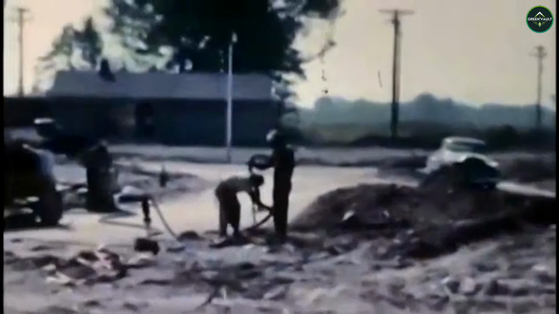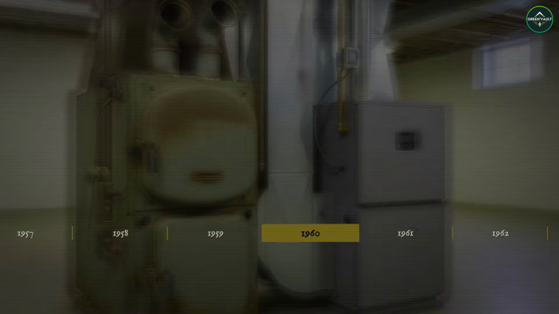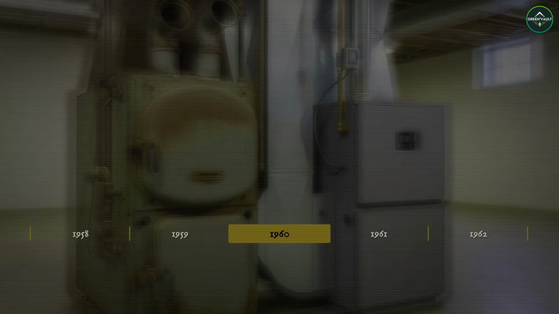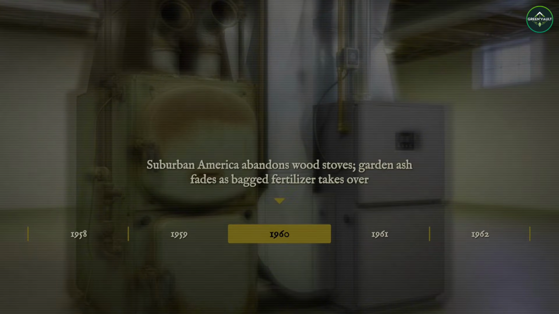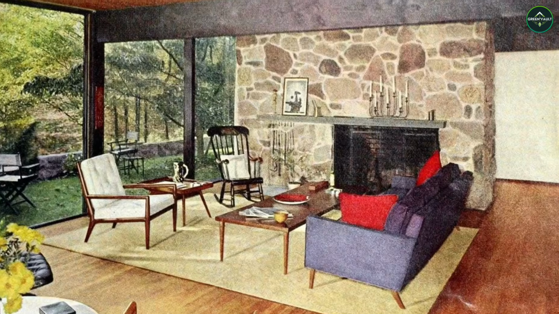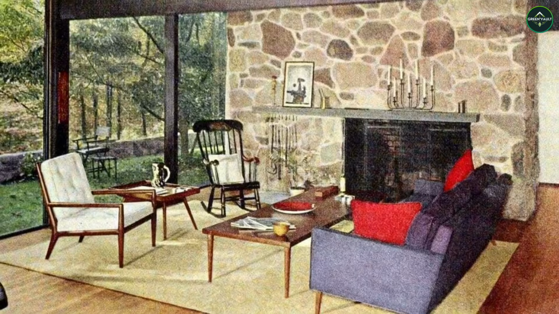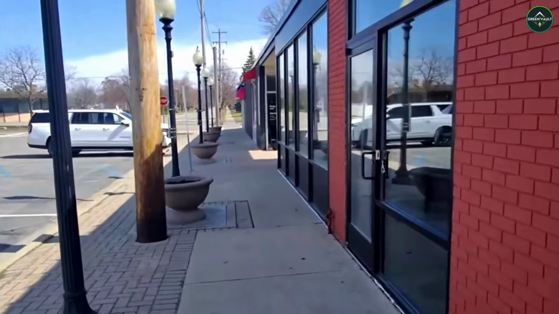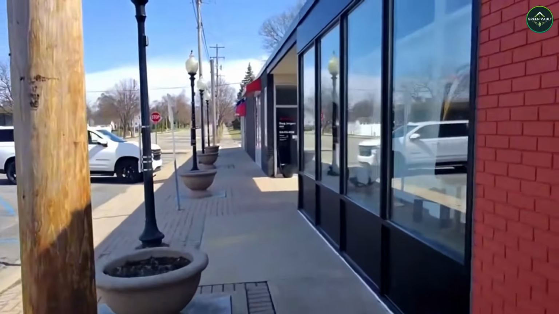After World War II, suburbanization accelerated. Through the 1950s, the 1960s, and the 1970s, home heating shifted from wood and coal to oil, natural gas, and electricity. Suburban homes were built without fireplaces, or with decorative fireplaces that were rarely used. Ash production in suburban households declined sharply.